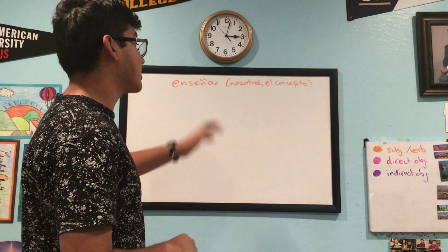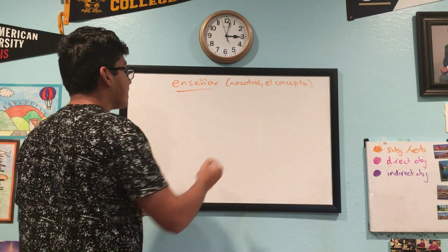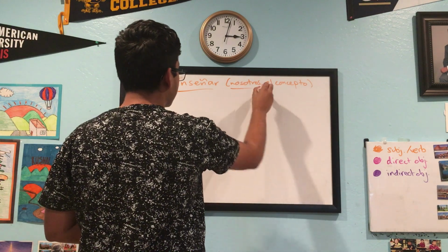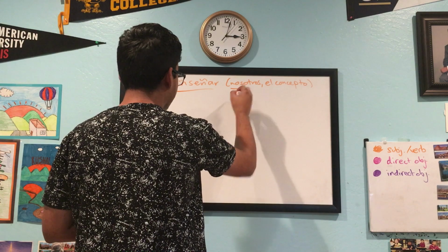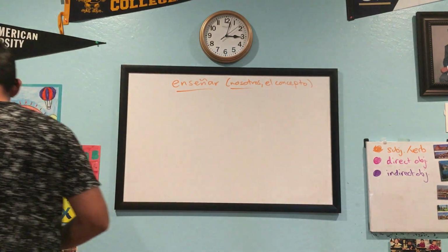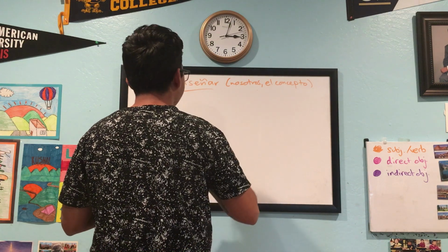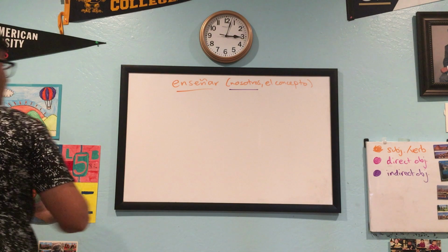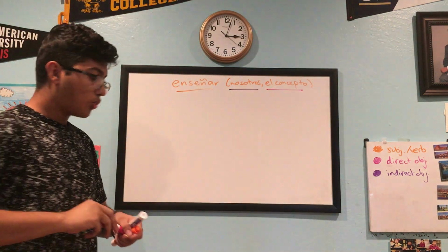An example of a question that can come on your test. They'll give you the verb enseñar, the direct object nosotros, and then the indirect object, which I'll underline in purple, a nosotros. And then they'll give you the direct object, which will be el concepto. And then they'll ask you to form the command. So what will be the command?